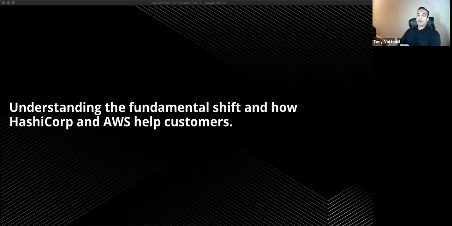Some things just don't look like another data center. There are some unique challenges that both AWS and HashiCorp solve pretty elegantly together, so we'll touch on that as we go. I'll let Brent give a little more detail on that.